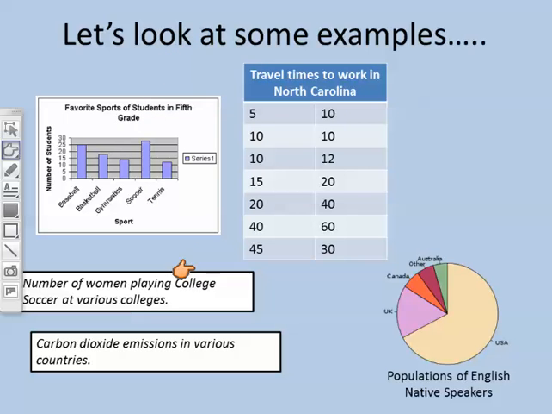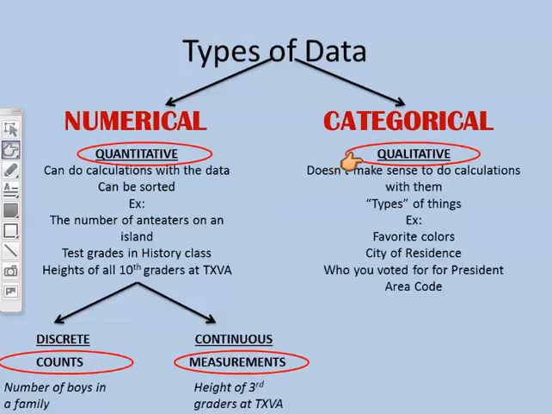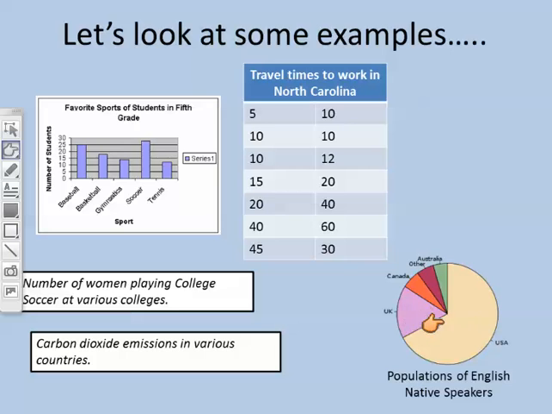If we're talking about over here, the populations of English native speakers. Well, we're coming up with things like the U.S., the UK, Canada, Australia. Well, it's broken down. Obviously, it's got counts in here. What type of information would this be? Well, it's more qualitative, categorical type information because we really can't add the information together, right? And it's not really discrete or continuous type measurements or anything. It is more of a categorical type information.